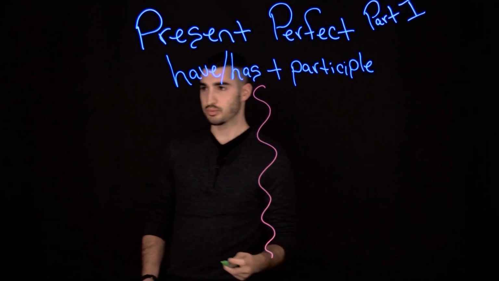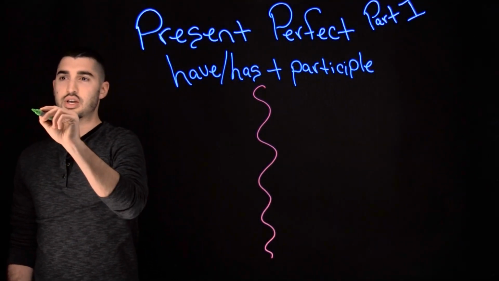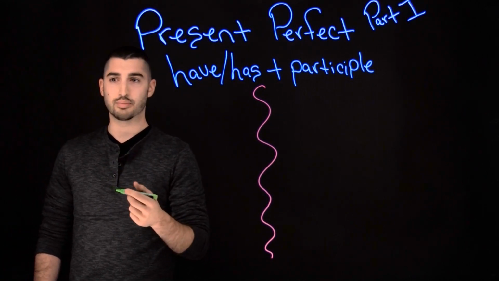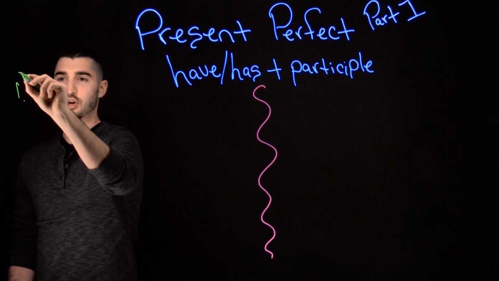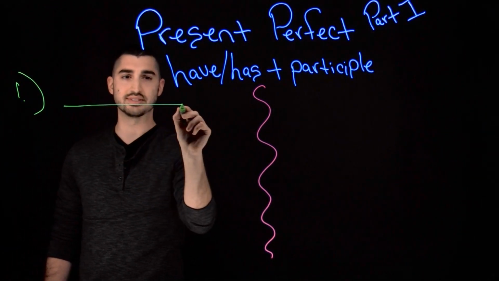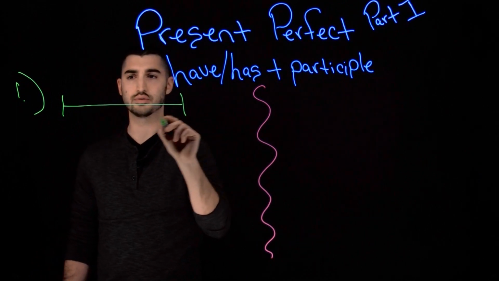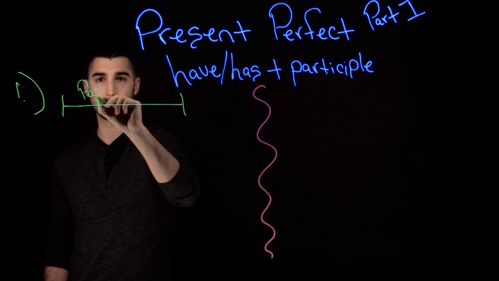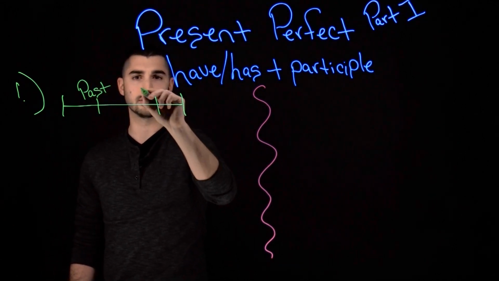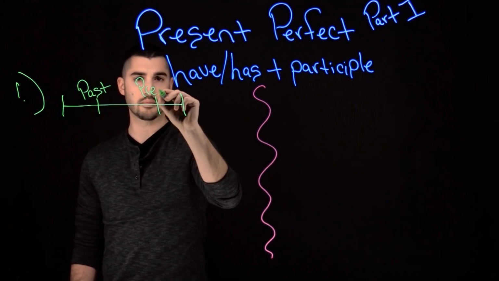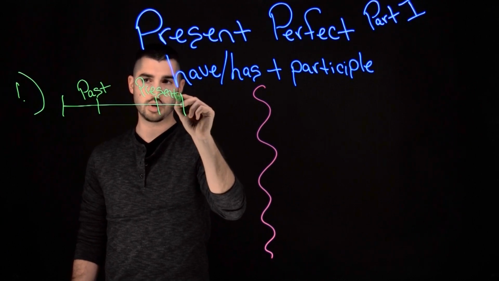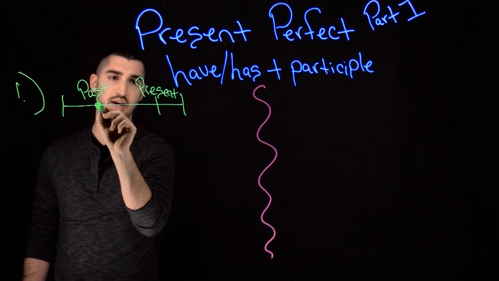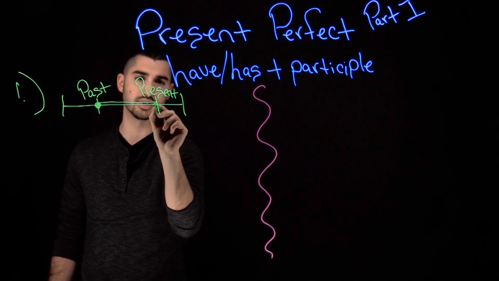And the first way that we can use this verb tense is talking about actions that started in the past and continued up into the present. So I'm going to draw a timeline here so you can see what I'm talking about. On the left side of the timeline, I'm going to write past. And then on the right side, I'm going to put the present. And again, it's about actions that started in the past and continue up into the present.